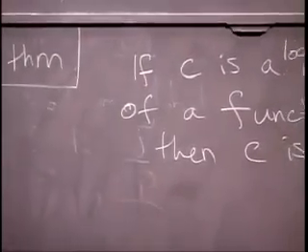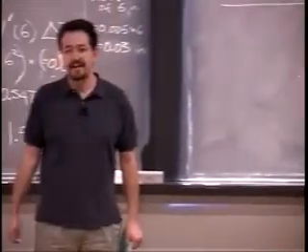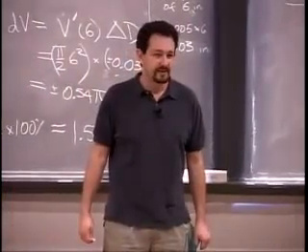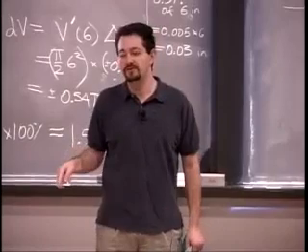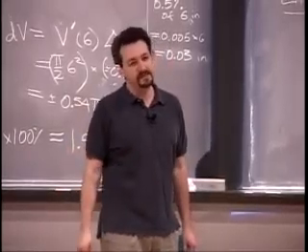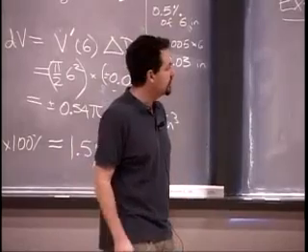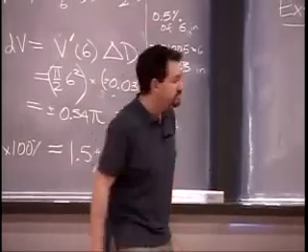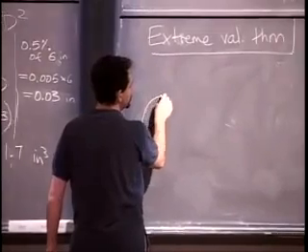Okay, so basically, maxima and minima occur at critical points. But it does not mean that critical points must be maxima and minima. It's the other way around. You can have a critical point that is not a maximum or a minimum. And we'll see some examples, but here's a very straightforward example.